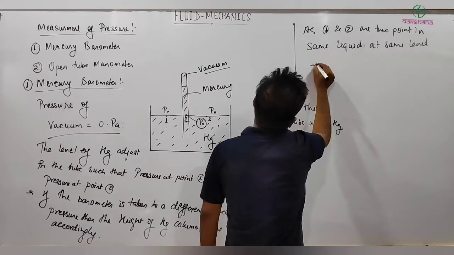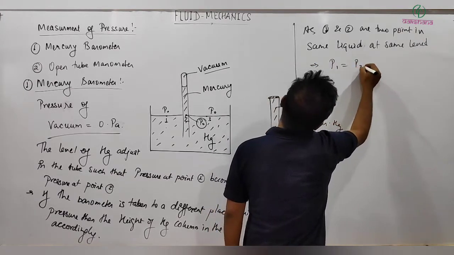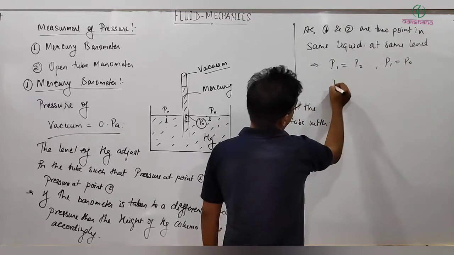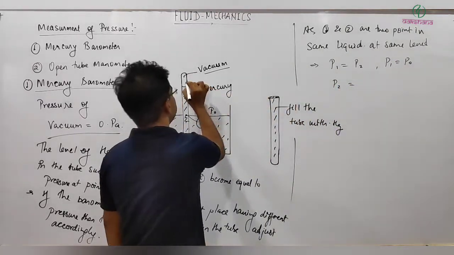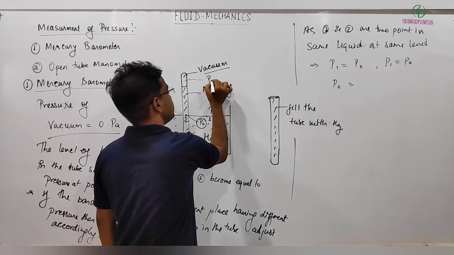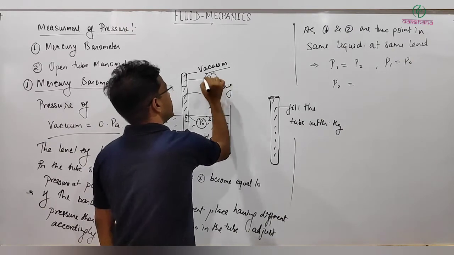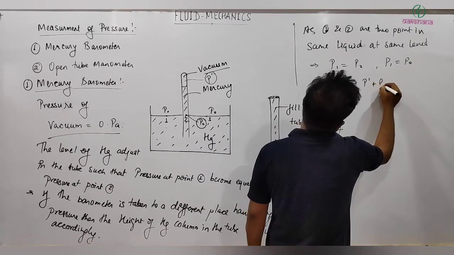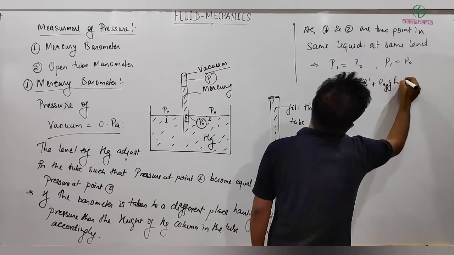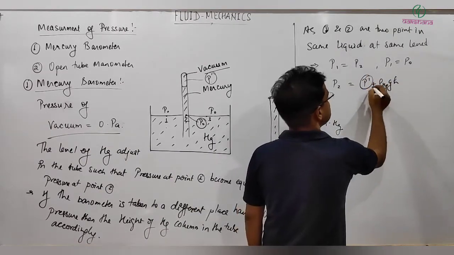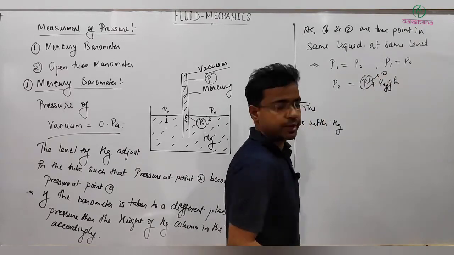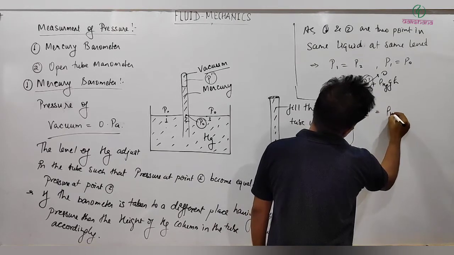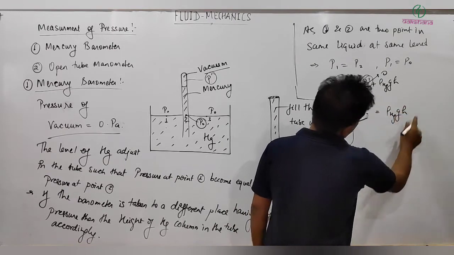This implies P1 must be equal to P2, and we already know P1 is equal to P naught. P2 can be written as, if this has some P prime, then I can write pressure P2 is equal to P prime plus rho G into H, but P prime is equal to 0, because of vacuum.